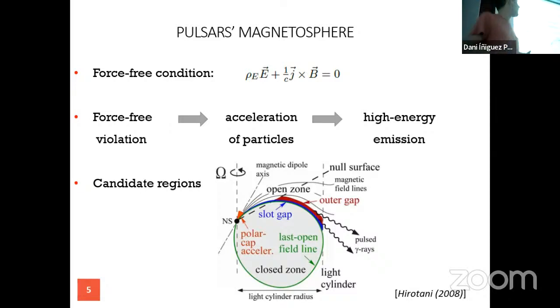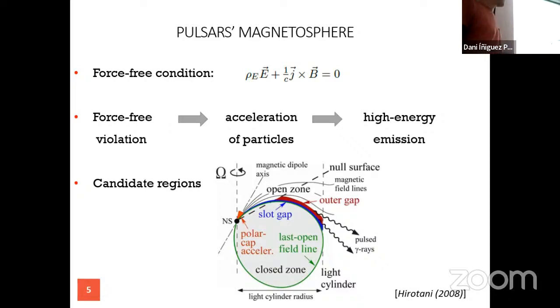When this occurs, an electric field parallel to the magnetic field develops in these regions, and the particles entering these regions can be accelerated. This acceleration of particles is indeed required for the high energy emission we detect. So, in these regions of the magnetosphere where the force-free condition is violated, particles are accelerated, and thus high energy emission is produced. Now, one of the great unknowns of these magnetosphere studies is where these regions are located. They cannot be located at any place in the magnetosphere, but instead some conditions must be fulfilled, and this leaves us with very few candidates.